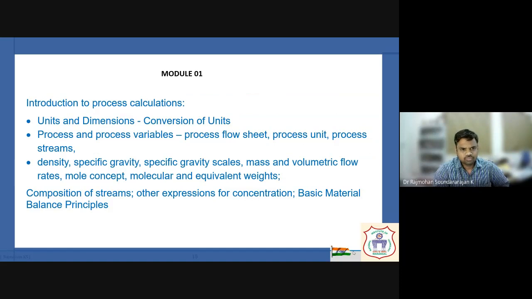Okay. So in this module number 1, we will see the introduction to process calculation, which we have been discussing. So we will start with units and dimensions, conversion of units from one unit system to another unit system, process and process variables, process flow sheet, process units and process streams, what is density, specific gravity scales, mass and volumetric flow rate, what is the mole concept, molecular and equivalent weights.